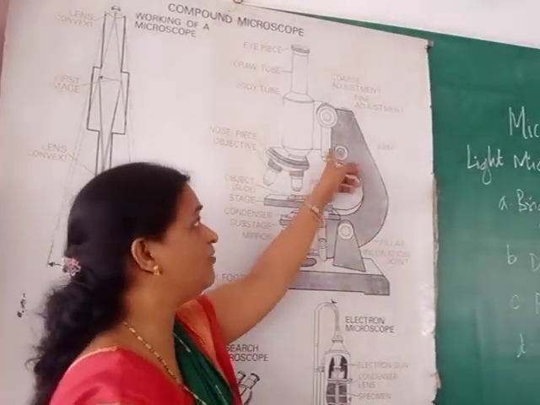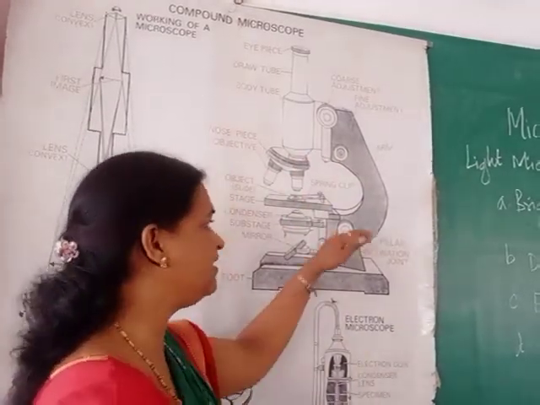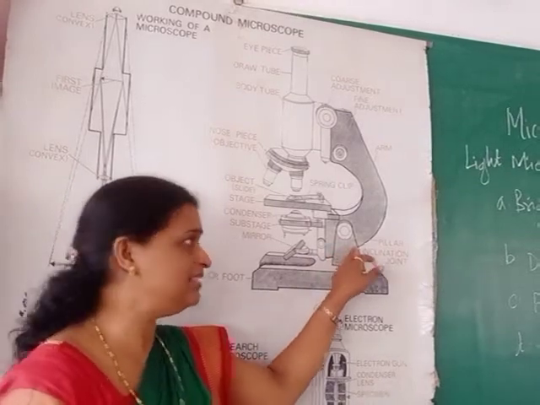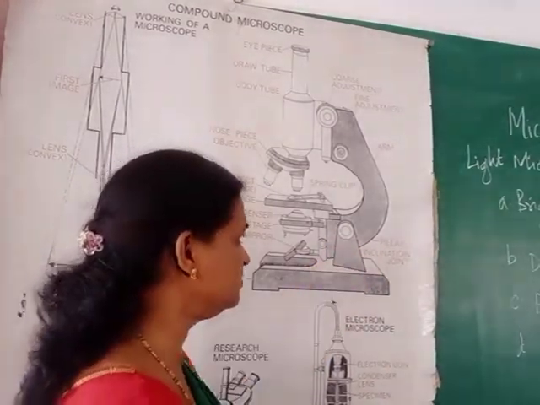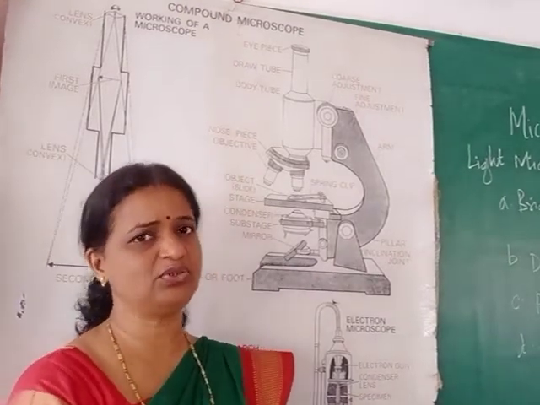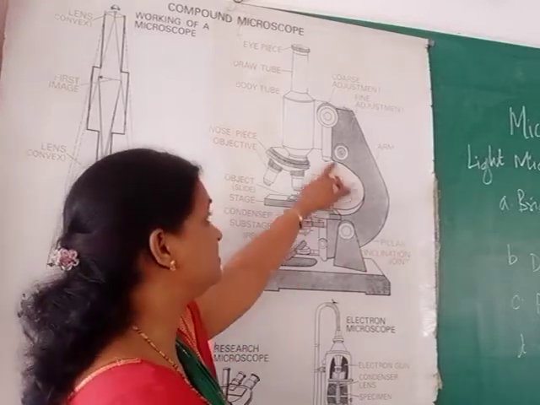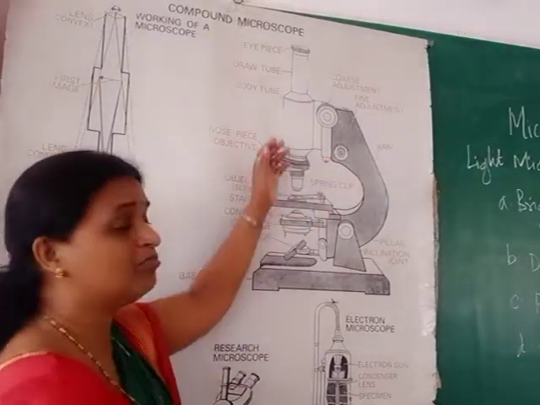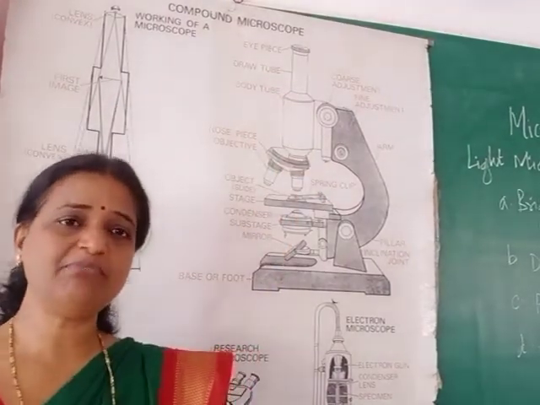So at the top of the arm there are the coarse and fine adjustment knobs, and at the bottom the arm is connected to the inclination pillar. The inclination joint is there, by which we can incline our microscope according to our position. Then this arm is connected to the body tube. This is the body tube, and it is the main part of the microscope.